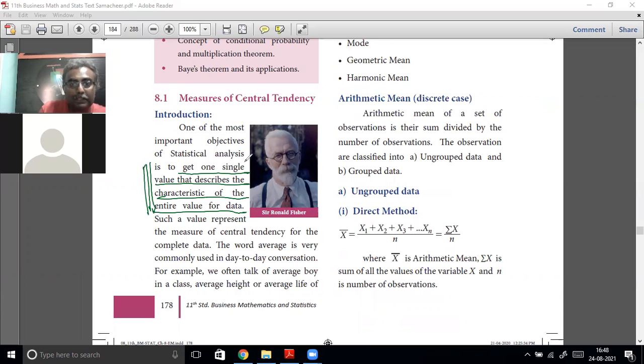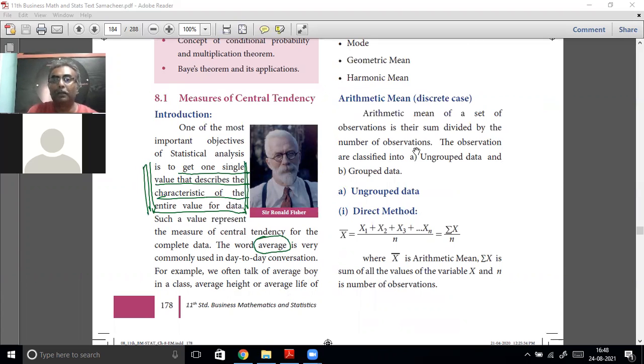And using the single value we can find it out. Okay, such a value represents the measure of central tendency of the complete data. Usually in daily life we use average, right? That word average has the connotation of measure of central tendency. Average boy in a class, average height, we use all these.